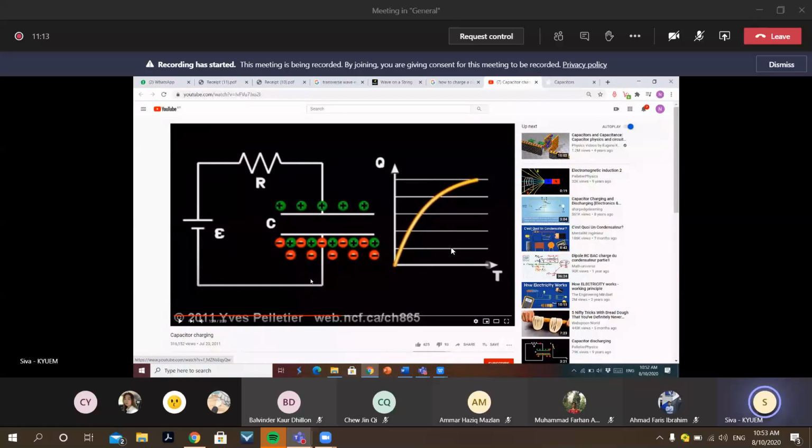What moves in a capacitor? What is moving is only the electrons. Yes, I do agree, but why do we have positive? Because technically there's a lot of positive and negative charges, but the battery is only moving the negative charges. Initially, as you saw, this is neutral.